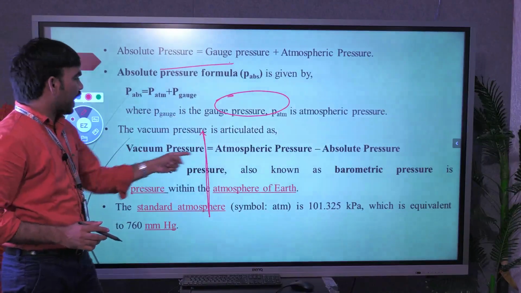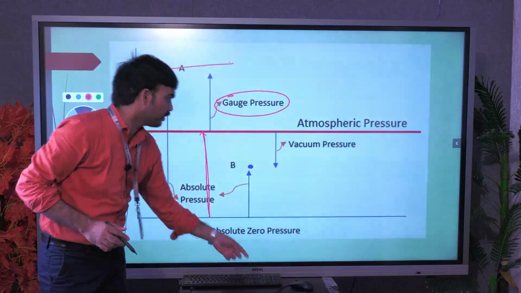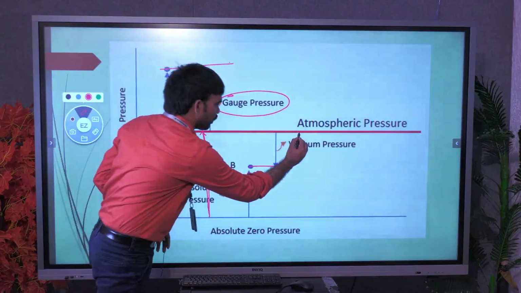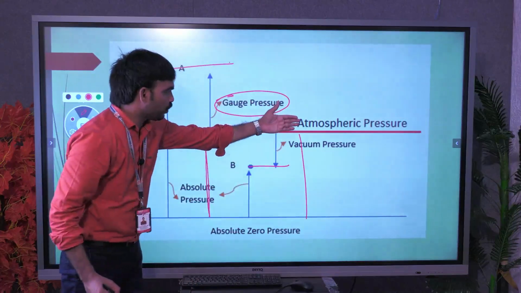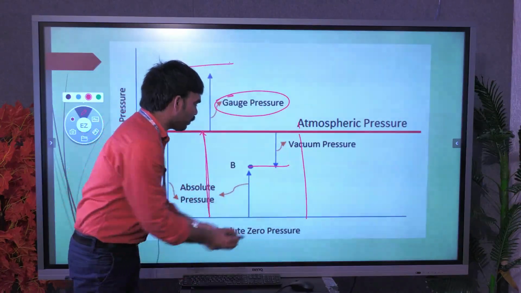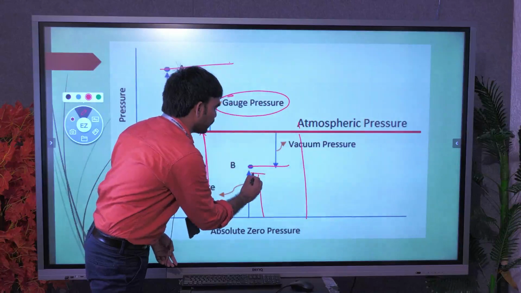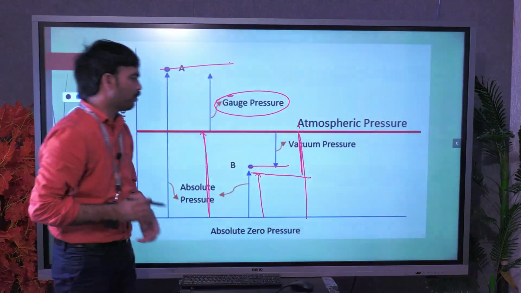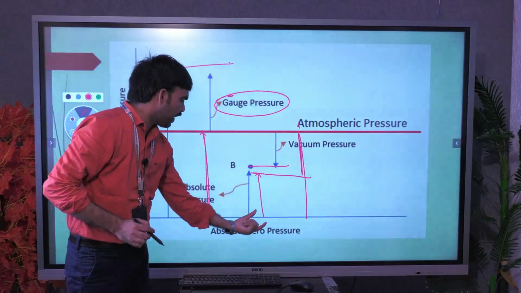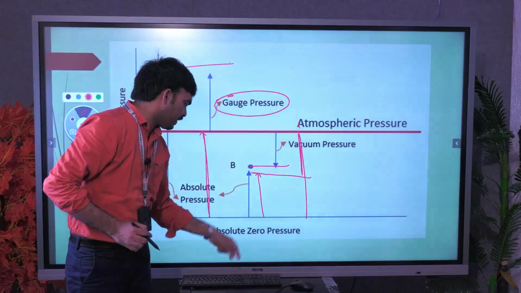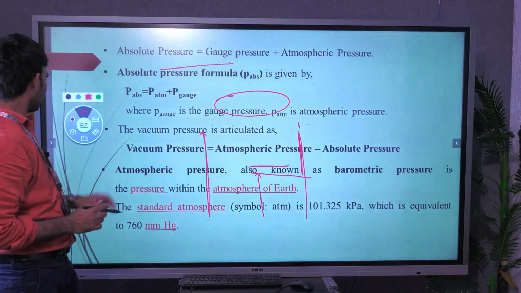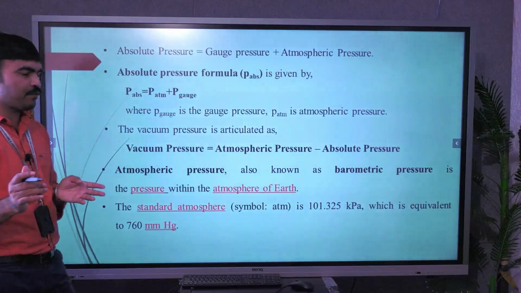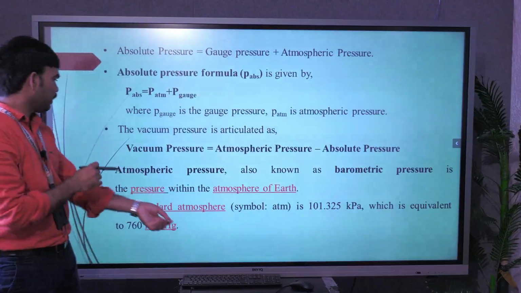What is the vacuum pressure? Atmospheric pressure minus absolute pressure. So if you want to measure the vacuum pressure at this point, this is the absolute pressure and this is the atmospheric pressure. If you subtract the absolute pressure from the atmospheric pressure, you will get this one. That is vacuum pressure. So vacuum pressure is nothing but atmospheric pressure minus absolute pressure. Okay, don't get confused. There is a little bit of confusion here.